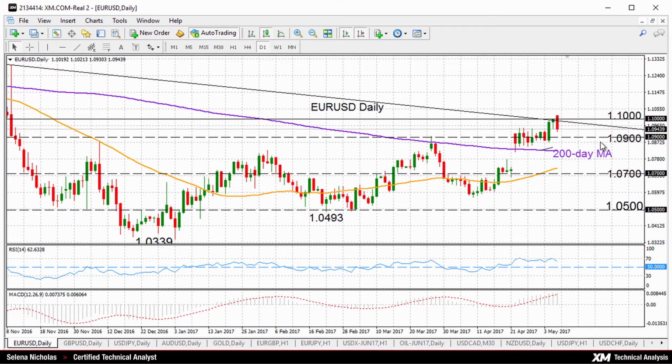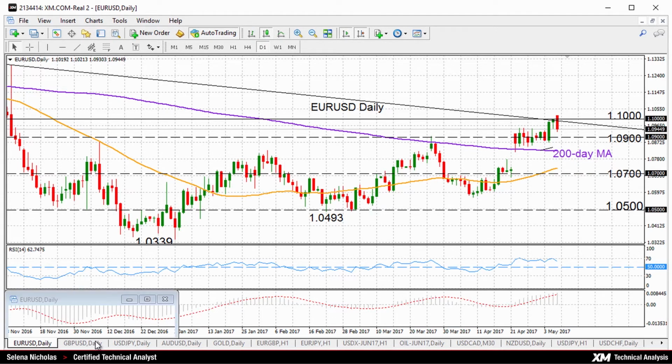But as long as the market remains above 1.09, it will hold a bullish stance in the short term at least, since the market is above the 200-day moving average. But of course, a break below 1.09 support and back below the 200-day, we would target 1.07, another key level. So breaking below the 200-day would make the outlook more bearish.